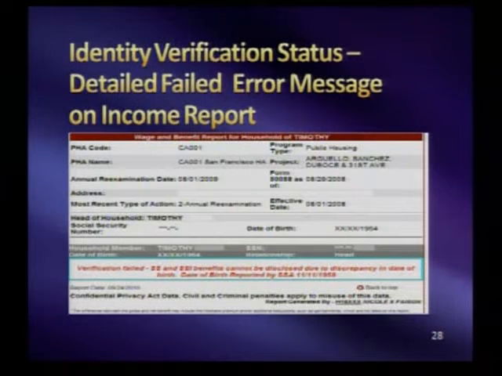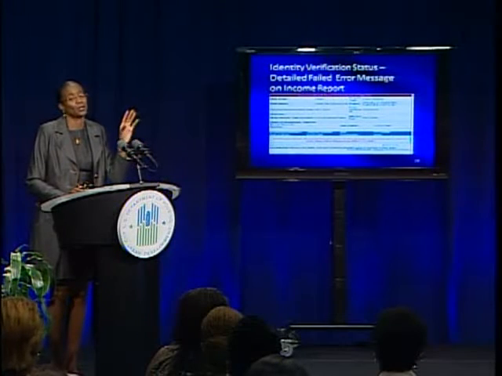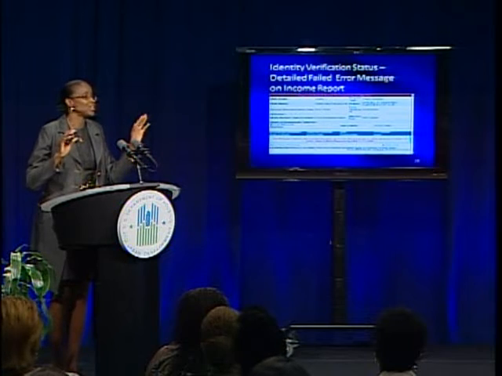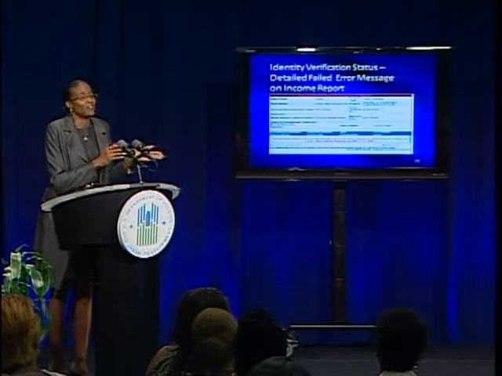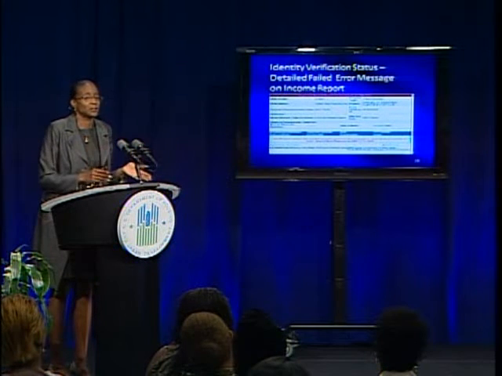And then here, I just wanted to show you this screenshot, because if you never run the identity verification report in EIV, you will know that your tenant has an issue, because remember, when you do annuals and interims, you have to use the EIV income report. And this is a snapshot of an EIV income report showing you, notice that in red bold print on the EIV report, HUD is letting you know that there's an issue. And in this case, their identity validation status is failed.